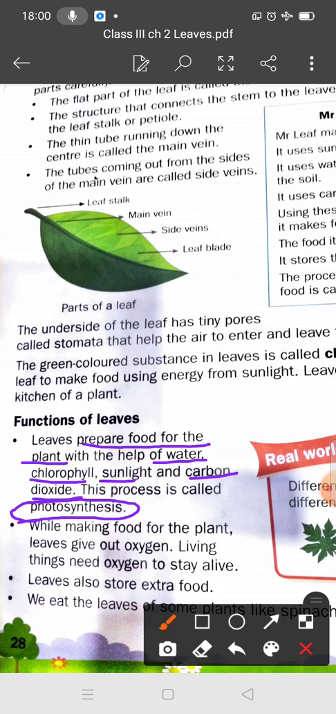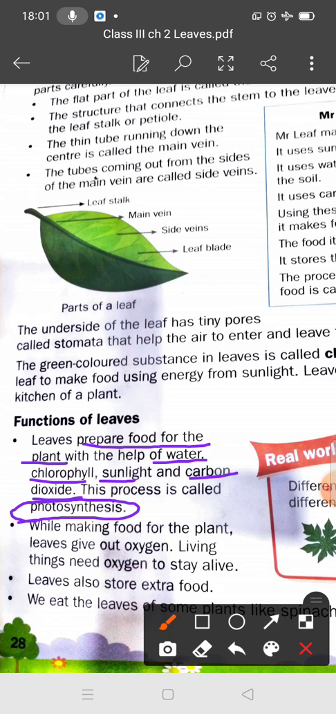Now there is one question, student. When the plant prepares food, how can it get the water? Yes, the plant absorbs water and minerals from the soil, and the plant gets carbon dioxide. How does it get the carbon dioxide? Yes, student, it gets carbon dioxide from the atmosphere.